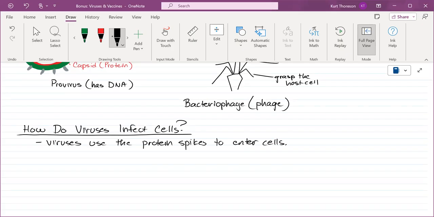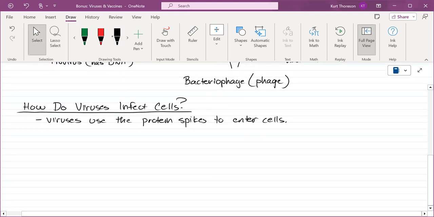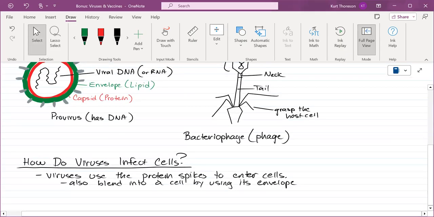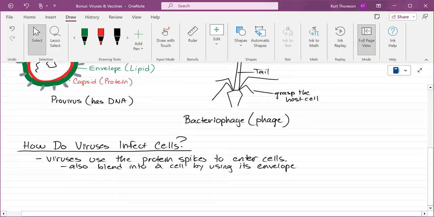So viruses don't just affect you body-wide. They affect specific parts of your body, specific organs of your body. It might affect your brain, might affect your liver, might affect your stomach, might affect your lungs, and so on. They can also blend into a cell by using its envelope. Now, based on what we just wrote, what is the envelope made out of? A lipid. What is your plasma membrane made out of? A lipid. So here's how it works.